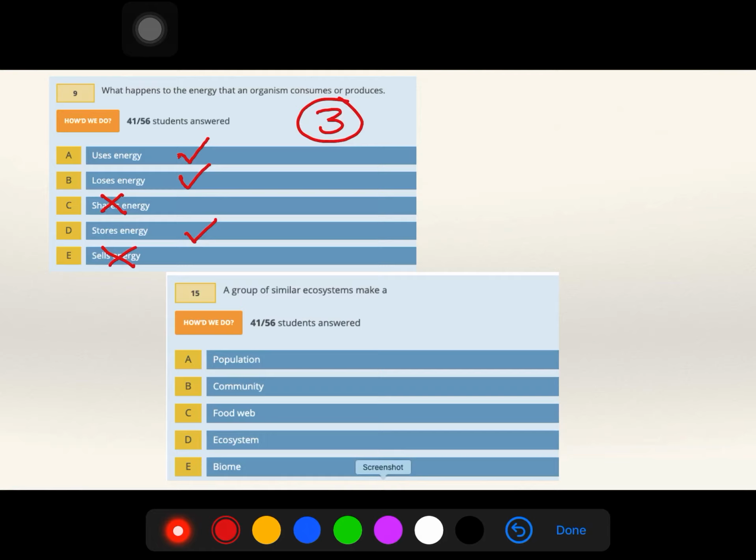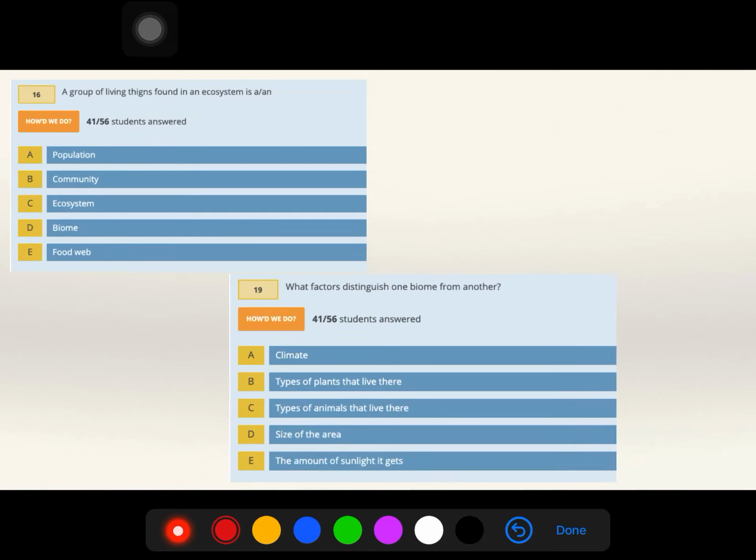A group of similar ecosystems make a biome. That's the largest of the tiers of organizations of an ecosystem. I think there's just a couple more. A group of living things, the living parts of an ecosystem, is a community. Remember, populations form communities, and all the living parts are in a community.